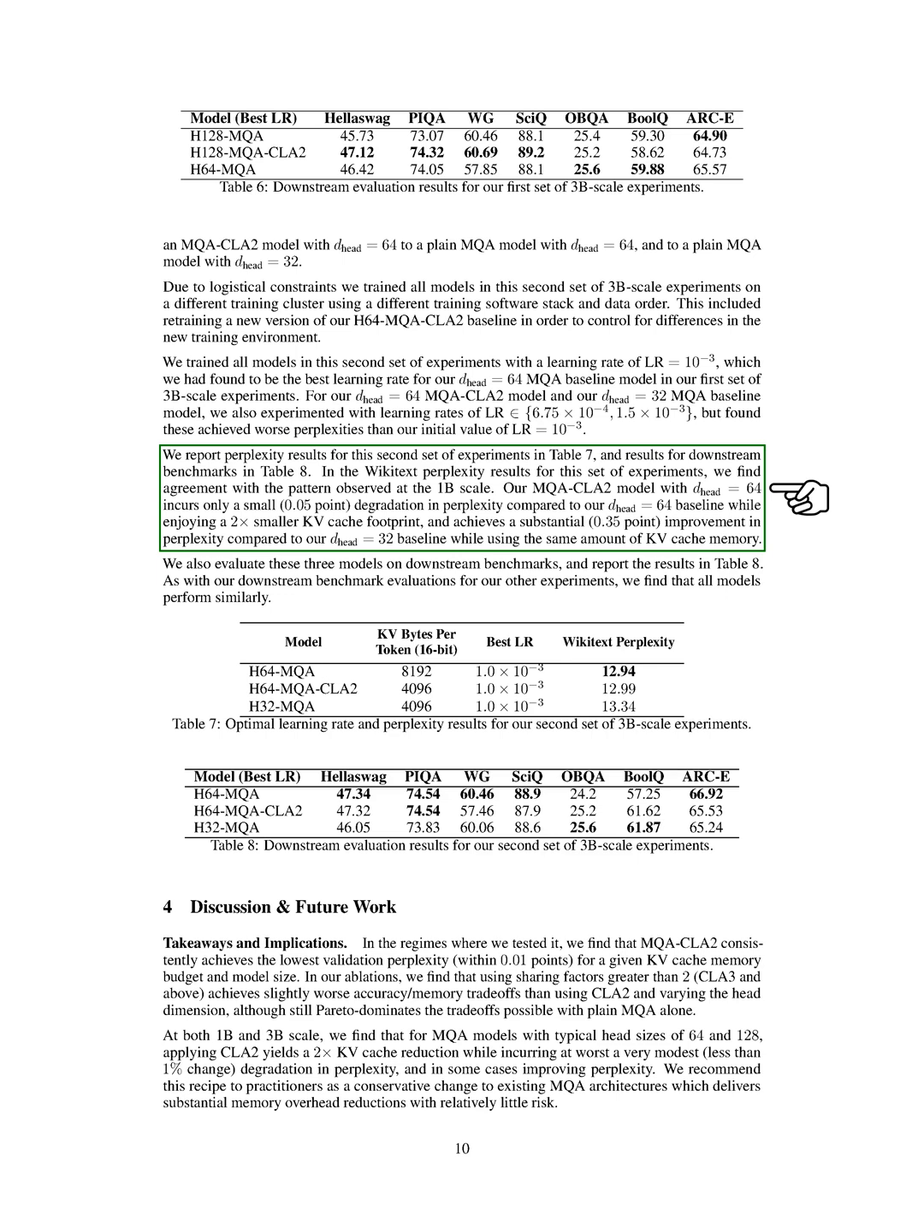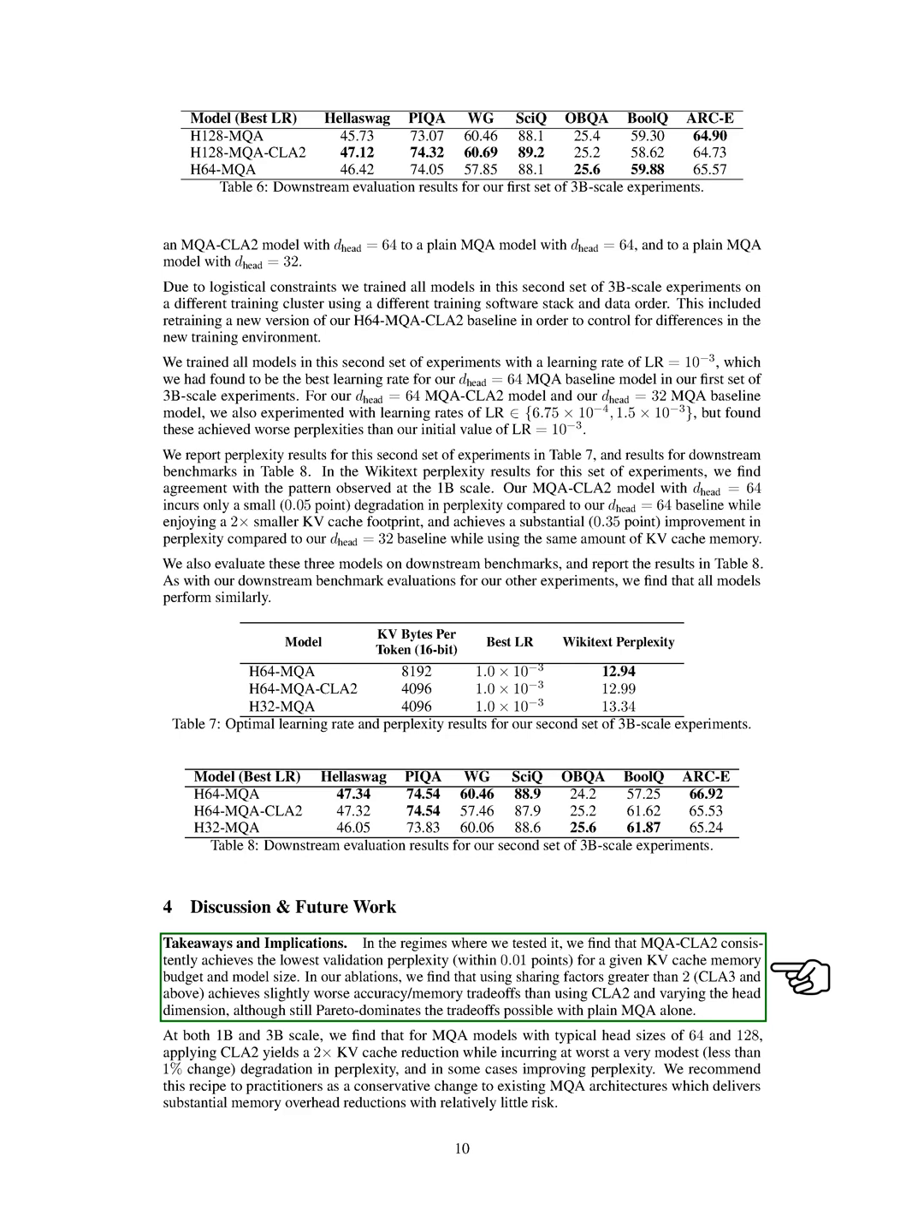We also evaluated these models on downstream benchmarks. Overall, we found that the MQA CLA2 model consistently achieved the lowest validation perplexity for a given KV cache memory budget and model size. Using CLA2 with sharing factors greater than 2 showed slightly worse accuracy-memory trade-offs. Applying CLA2 to MQA models with head sizes of 64 and 128 resulted in a 2x reduction in KV cache while maintaining perplexity or even improving it in some cases. This approach can significantly reduce memory overhead with minimal risk.